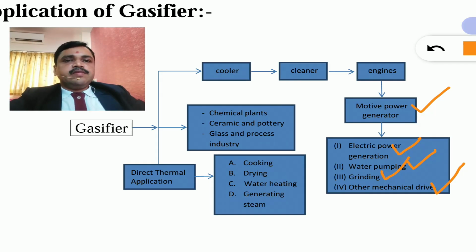Directly, the gasifier is used in chemical plants, in the ceramic and pottery industry, and in glass and process industry. The direct thermal application of gasifier is for cooking. We use the producer gas for cooking food, for drying, for water heating, and for generating steam. These are the applications of gasifier.